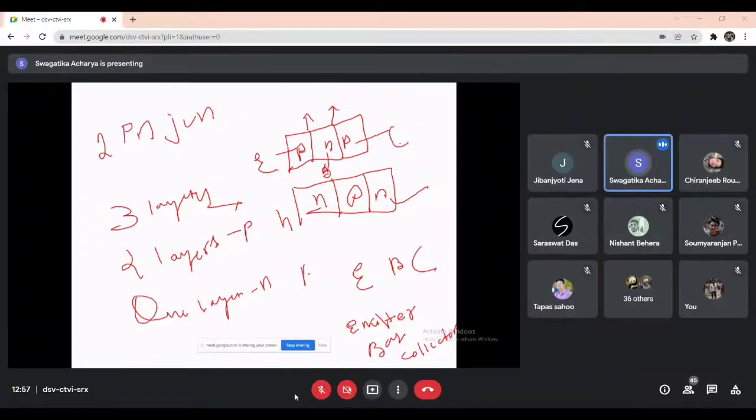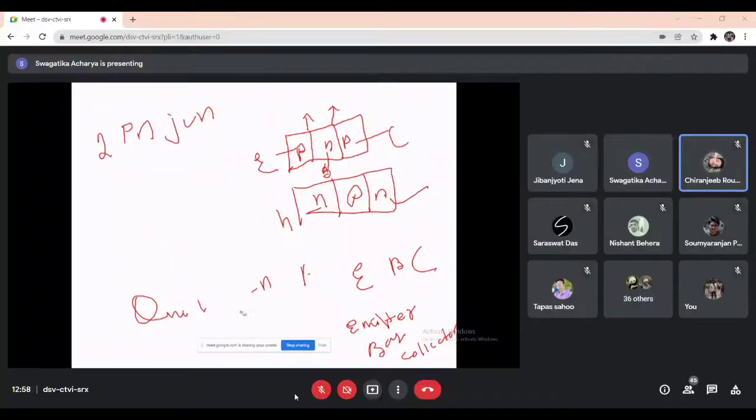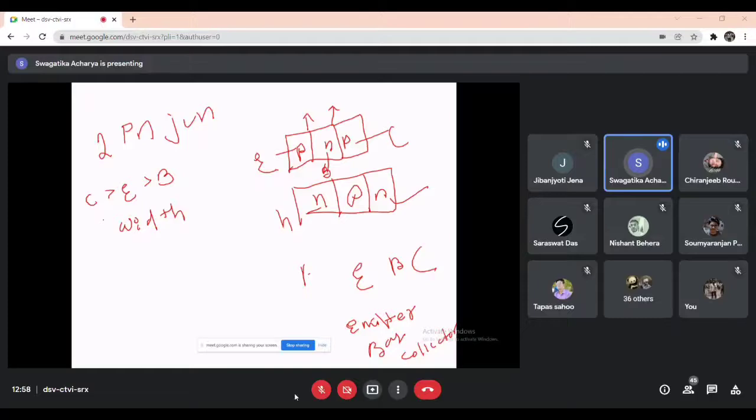Okay, according to the width, the collector region will have the largest width. According to width, the collector has the largest width in comparison to the emitter, then it will be base. According to width, this is the sequence. So the collector has the highest width, then the emitter, then the base.